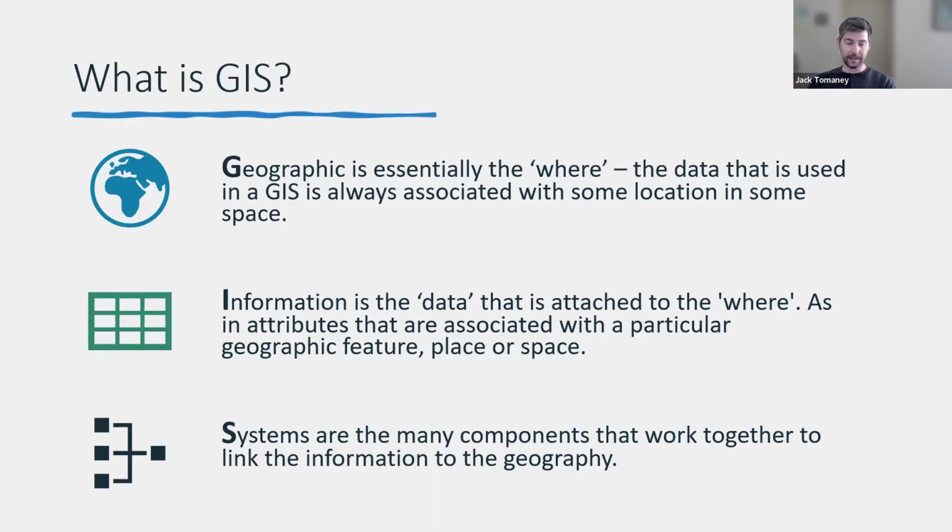And the S, the system component, is what ties the G and the I segments together. And this ensures that a GIS is not just a set of graphics floating around in cyberspace, but that the attributes are always linked to the mapped feature.